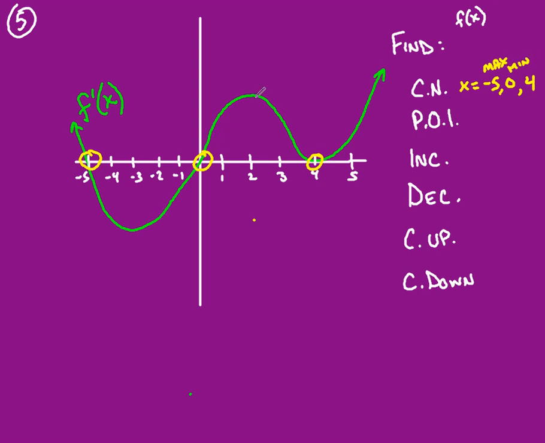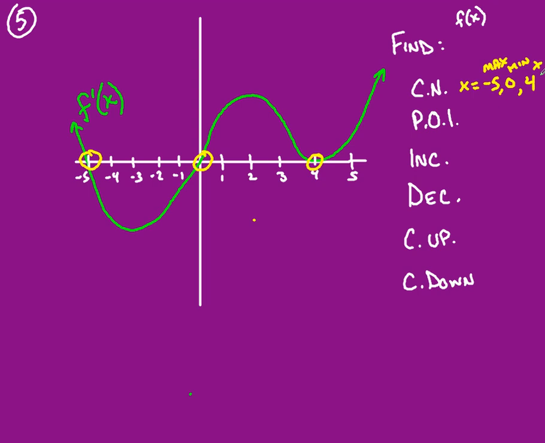And at 4, well, I went from positive, leveled off a bit, and then went positive again. So this is neither a maximum nor a minimum. So this actually would not be any extrema at all. This would be what we call a saddle point. So it is a critical number, but not any extrema whatsoever.